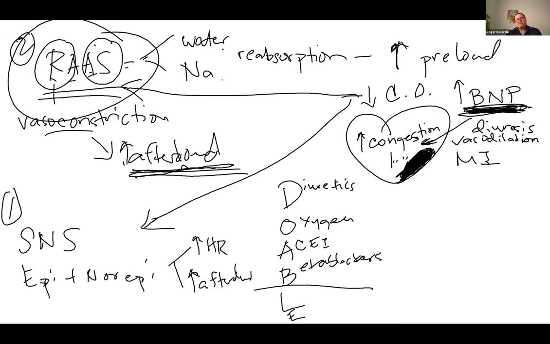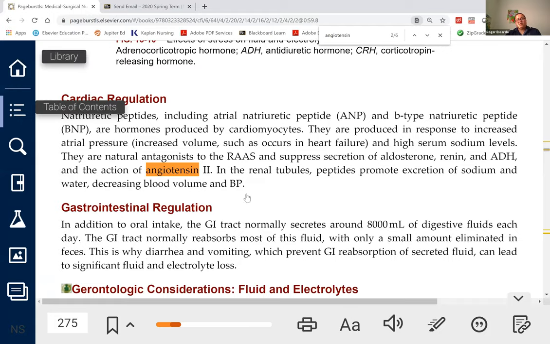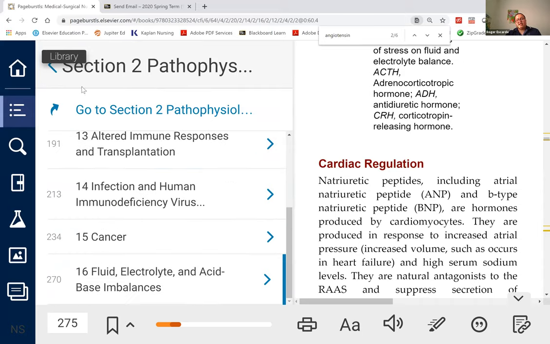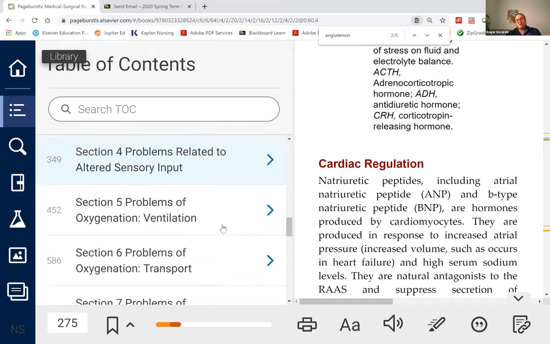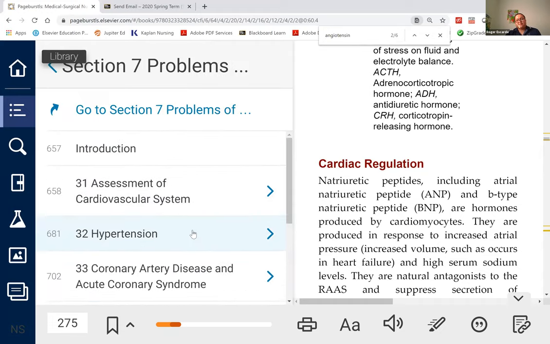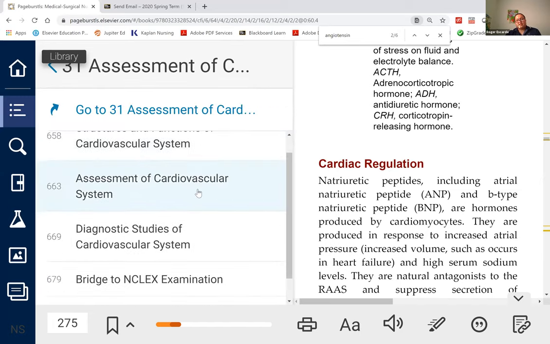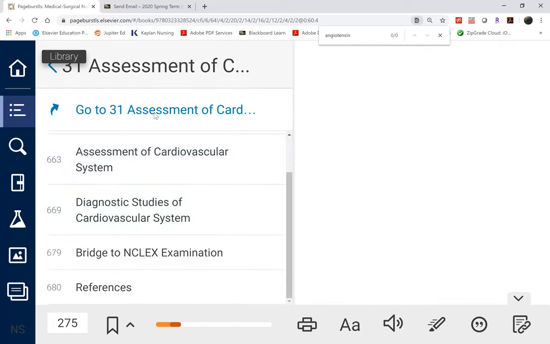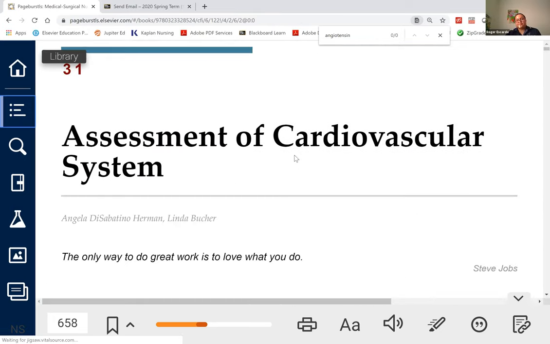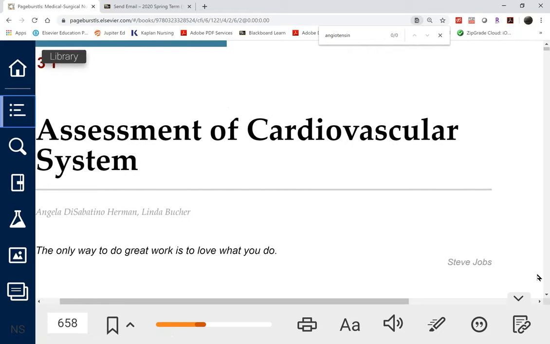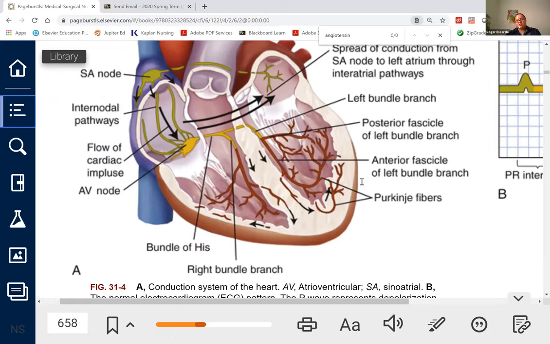Are you with me so far? Yep. Okay. This is what I mean by chapter 31 has all your foundations for the next chapters. It will help you understand the next chapters if you understand chapter 31. Are you okay so far?